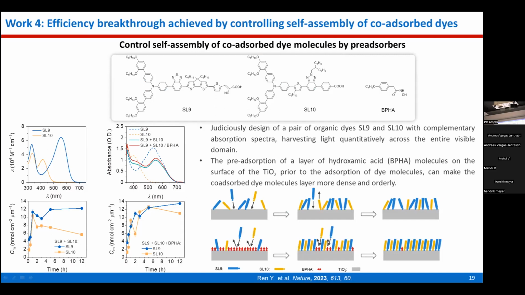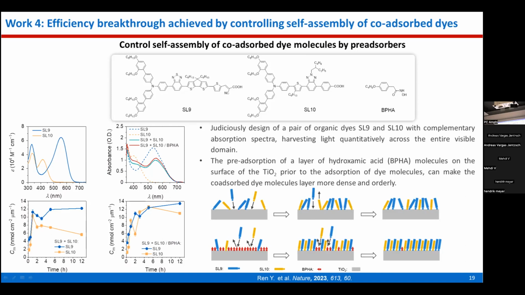If we don't use BPH as a pre-adsorber, these two dyes are randomly adsorbed on the surface of TiO2. And also, we found that the high-VOC co-sensitizer is partially dissolved or replaced by the broader response dye. Thus leading to, you can see, a relatively less dense and ordered layer.